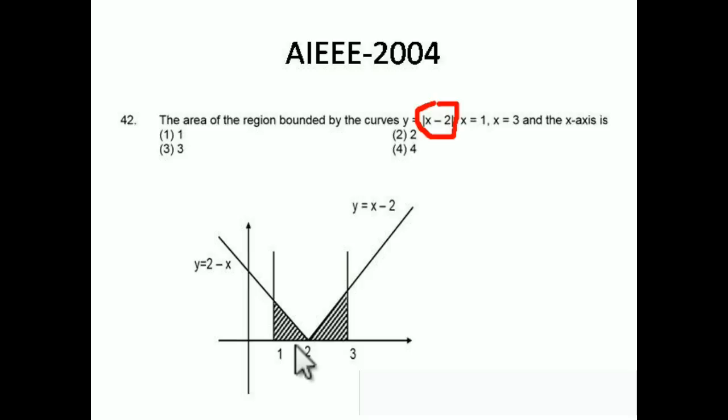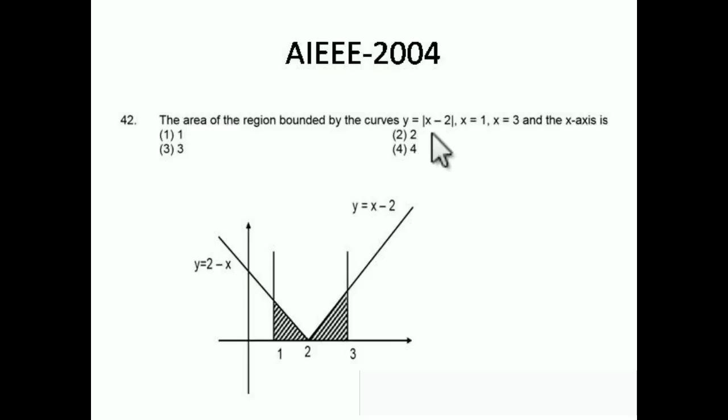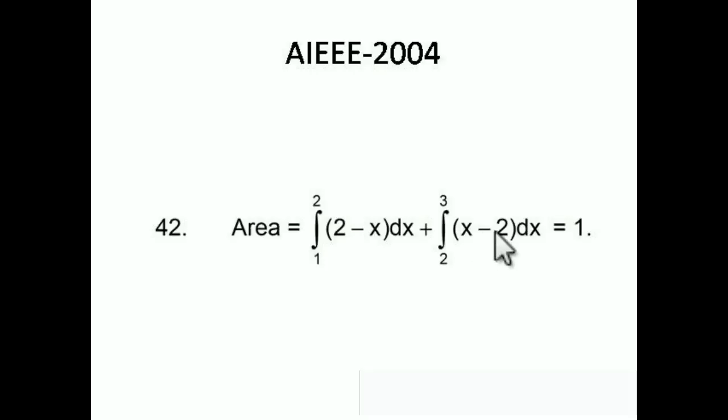Now in 1 to 2, the mod becomes negative, so I apply a negative sign here, and it becomes 2 minus x. In 2 to 3, this becomes positive, so I apply a positive sign, and it becomes x minus 2. Now integration is very simple. It becomes 2x minus x square by 2, then x square by 2 minus 2x. Then upper limit minus lower limit, and we get the answer, that is 1.